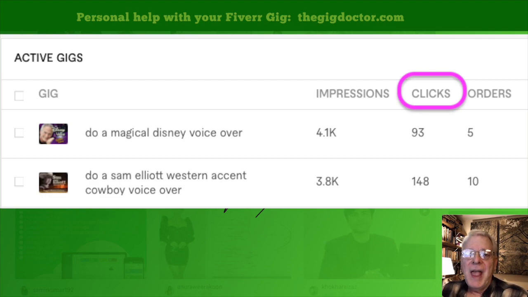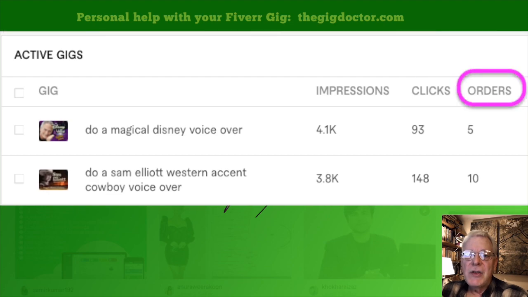And also, if we have one, our video demo playable right in the search page. That all helps with getting the clicks. And once they click over to your gig, then, of course, we need to get to the ultimate goal, which is orders. That's the third metric there.